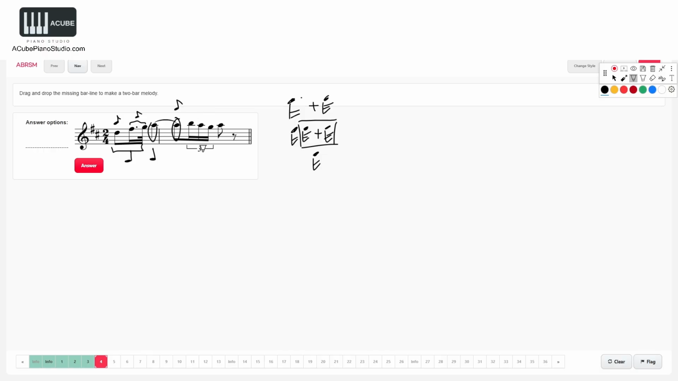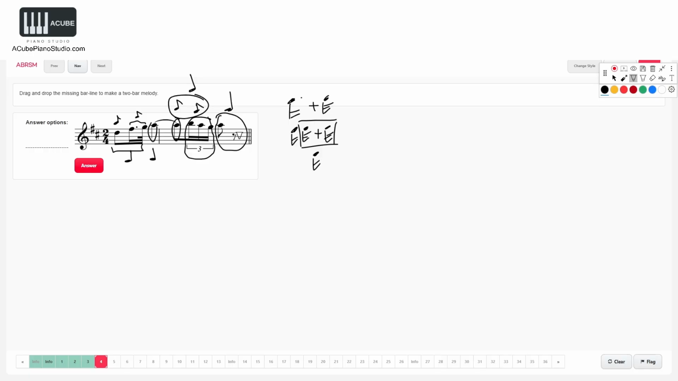Then when you have a triplet, the time value of the triplet is equal to the time value of 2 of the notes. So this triplet's time value is equal to the time value of 2 semiquavers. 2 semiquavers equal another quaver. Finally, quaver plus quaver is a crochet. So 2 quavers make a crochet, so 2 crochet beats.